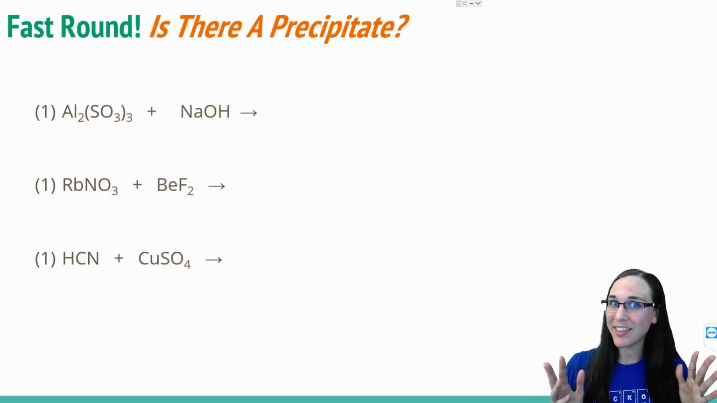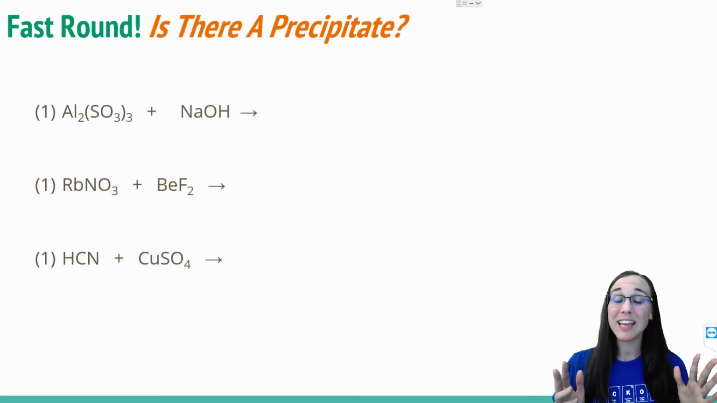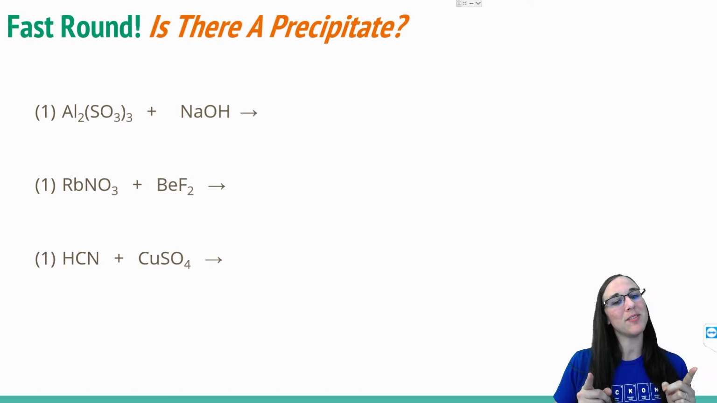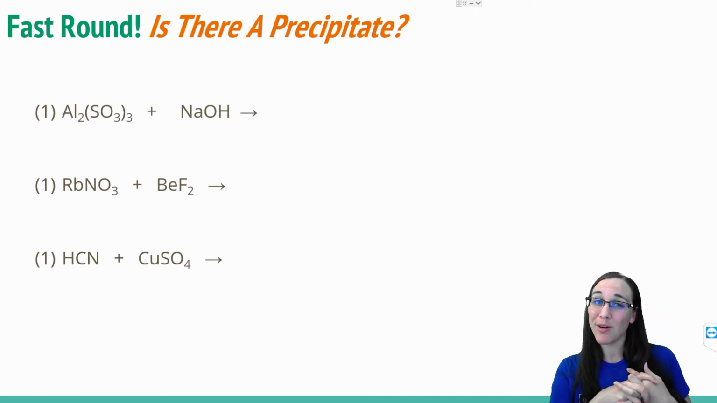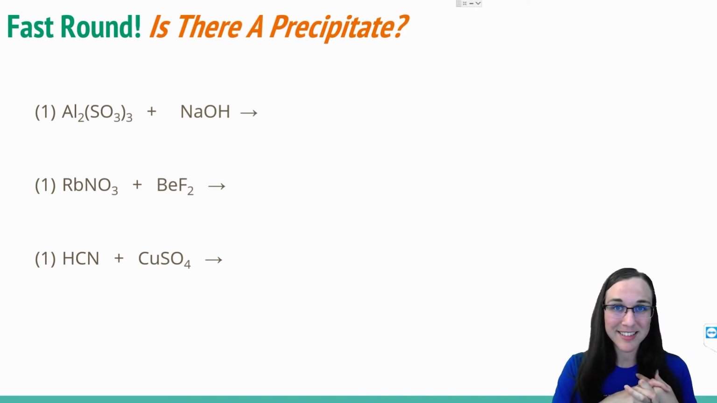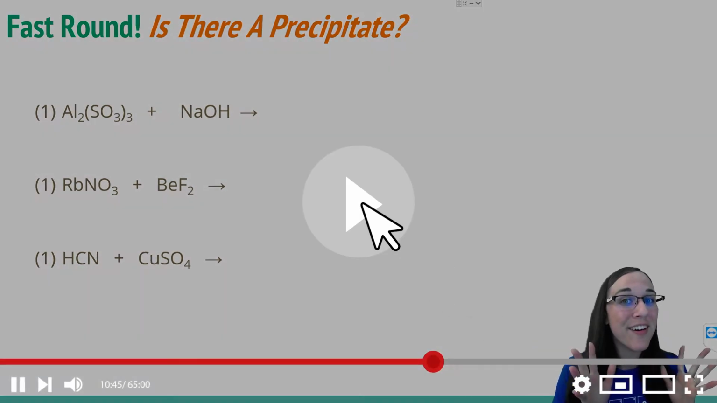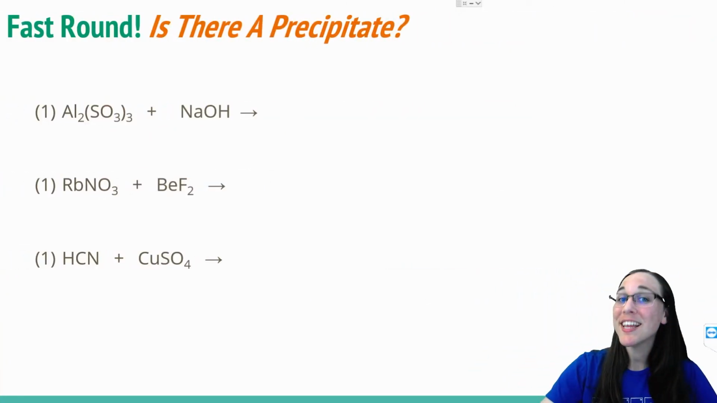All right, think you've got the idea of applying these solubility rules? Give these 3 double replacement reactions a try and see if you can figure out if there is a precipitate in the products. Ready? Go! Ready to check your answers? Let's do this.